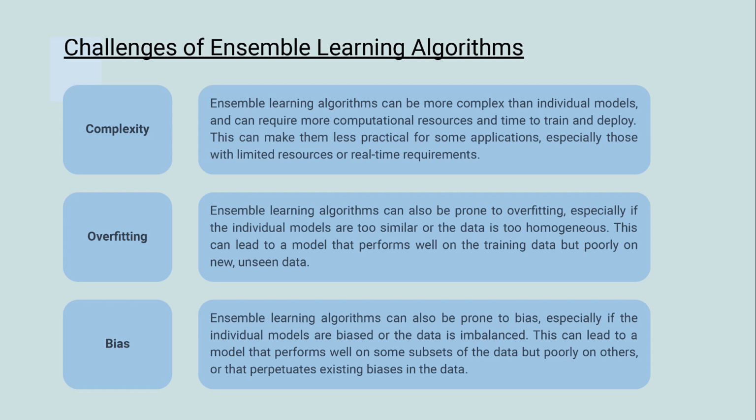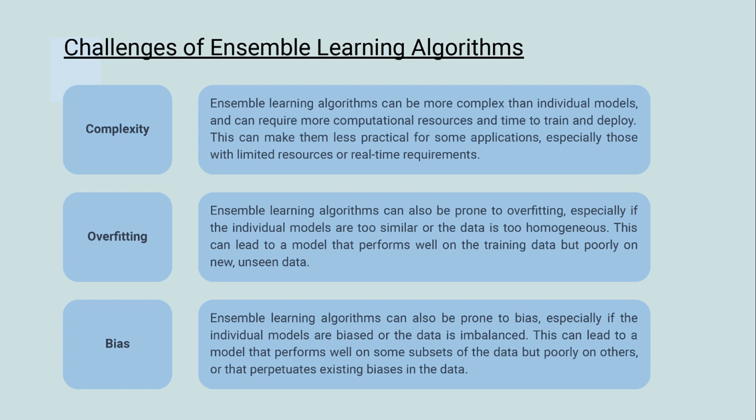Overfitting. Ensemble learning algorithms can also be prone to overfitting, especially if the individual models are too similar or the data is too homogeneous. This can lead to a model that performs well on the training data but poorly on new, unseen data.